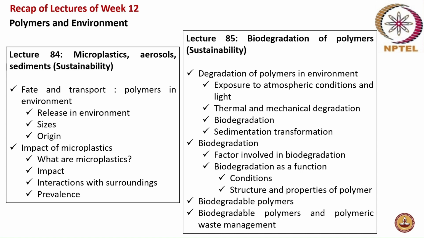And also presence of various other nutrients, because biodegradation may happen through the presence of some microorganisms. So these microorganisms need some additional nutrients also. The presence of those nutrients also will affect the biodegradation process. And how do the structure and properties of polymers actually affect it? The molar mass of the polymer itself plays a critical role in the biodegradation process.